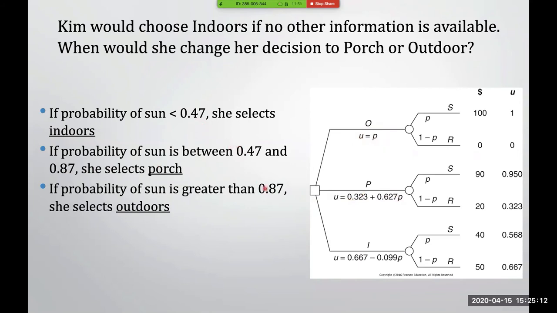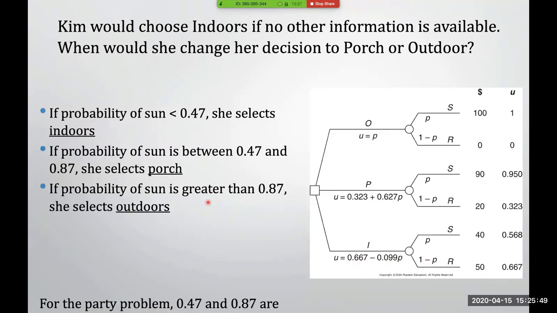These threshold values, we got this by comparing the three U values. Okay. Again, the process is omitted. You can just take it as is. If you are interested, you can just do some comparisons between P and 0.323 plus 0.627 times P, and between those two and this number. Okay, and solve for P. For multiple inequalities, you will get this range as stated on this slide.